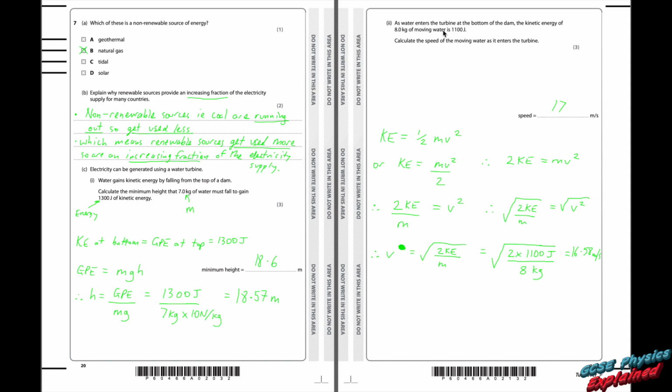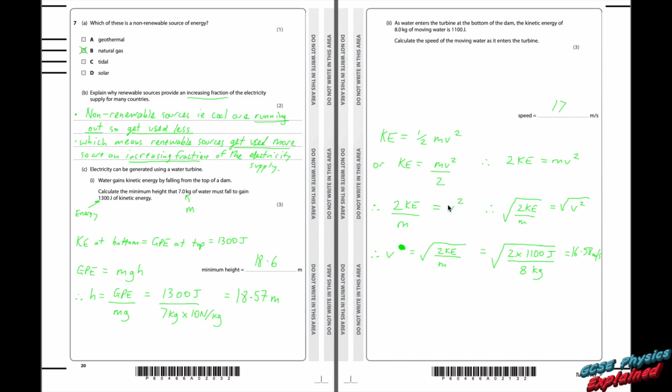Part 2. As water enters the turbine at the bottom of the dam, the kinetic energy of 8 kilograms of moving water is 1,100 joules. Calculate the speed of the moving water as it enters the turbine. So kinetic energy is a half mv squared. But if I know I'm rearranging it, I will write the equation as kinetic energy equals mv squared over 2. Now let's rearrange that. So you can see I've just multiplied both sides by 2 to give me this. And then I've just rearranged for the m.